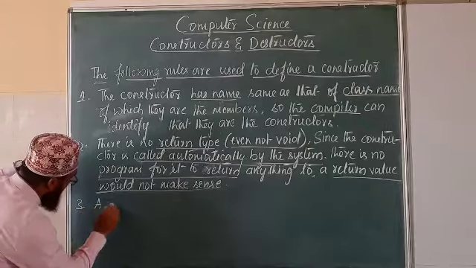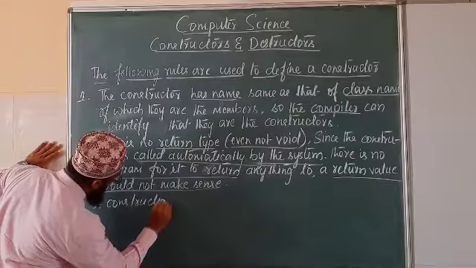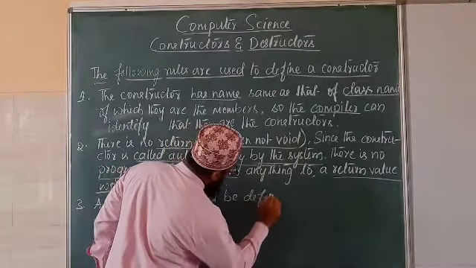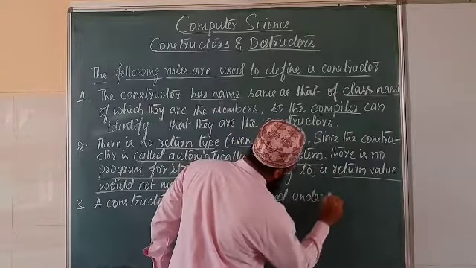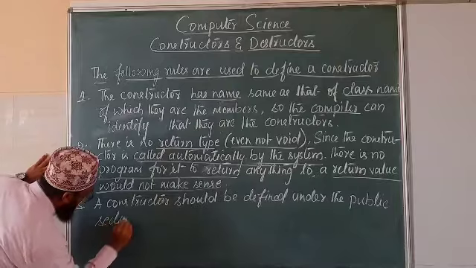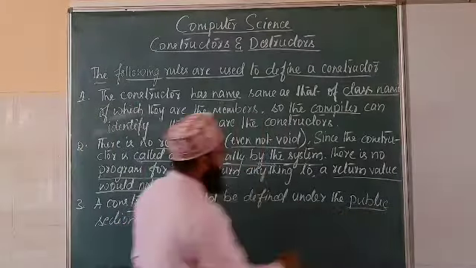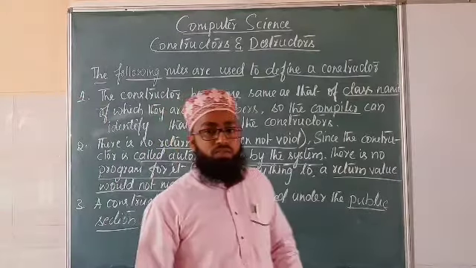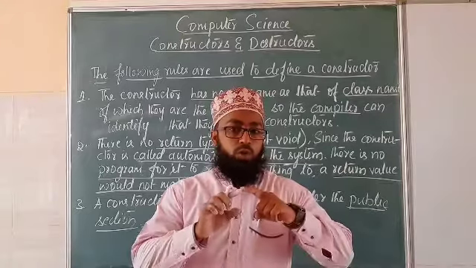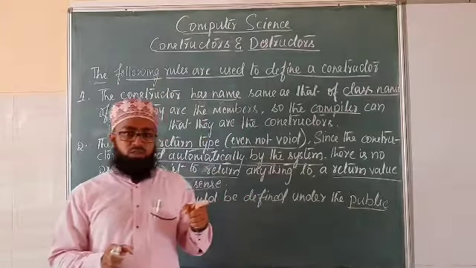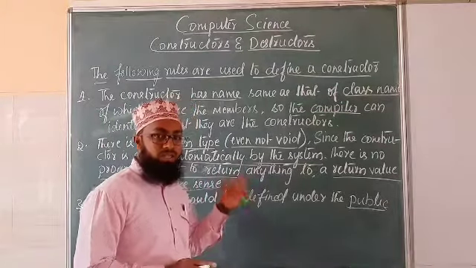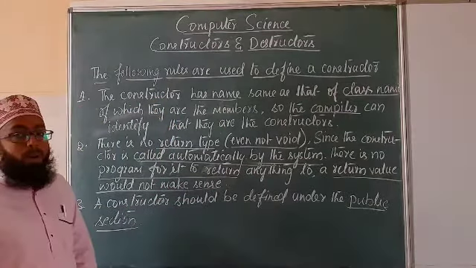Third, a constructor should be defined under the public section, which I have just now explained. That means the constructor should always be defined under public access specifiers. It should not be defined in private, or in protected. Under protected also constructor should not be defined. Why? Because protected is same as that of private access specifiers. So we should not define constructor under private or even under protected. Only it should be defined under the public access specifier.